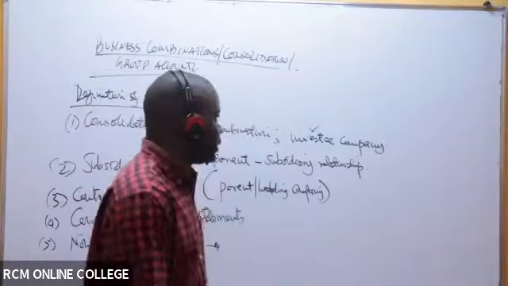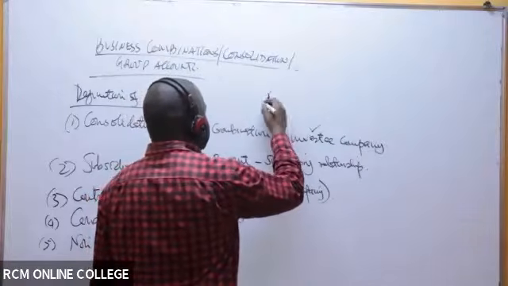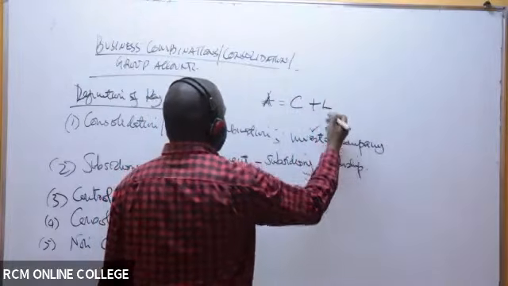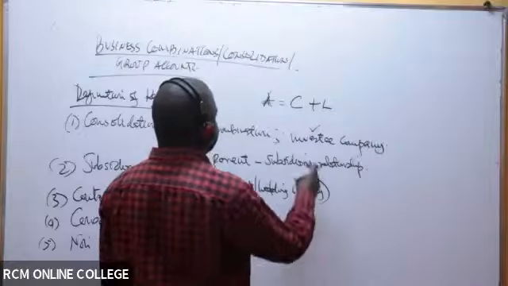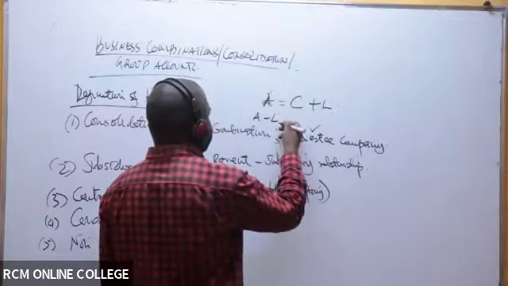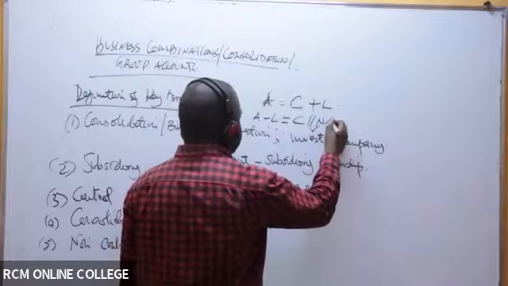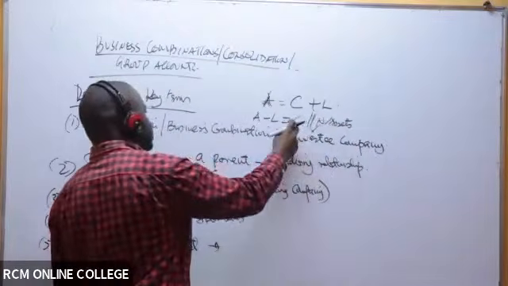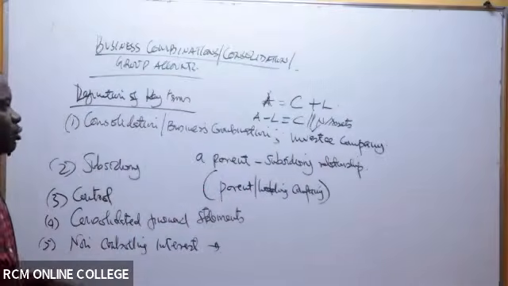Because in this case, when you say assets is equal to capital plus liabilities, to get capital, you take assets minus liabilities, which is the same thing as the net assets. So it is the capital component.